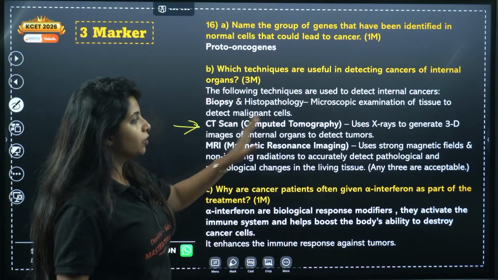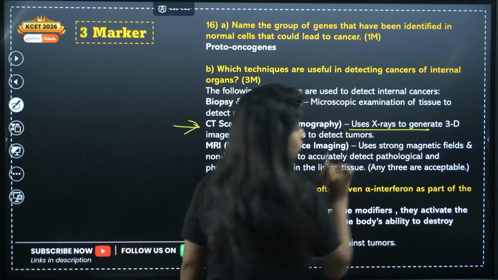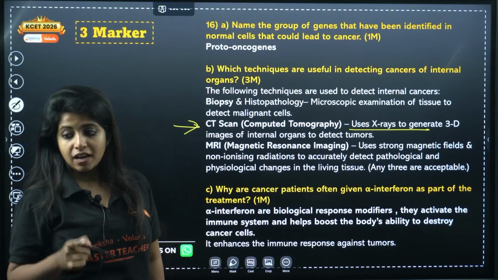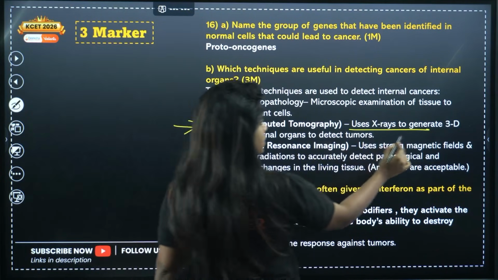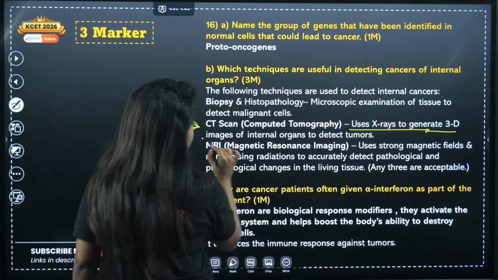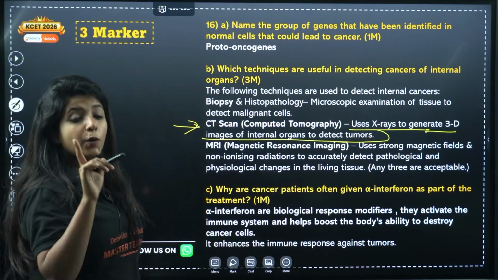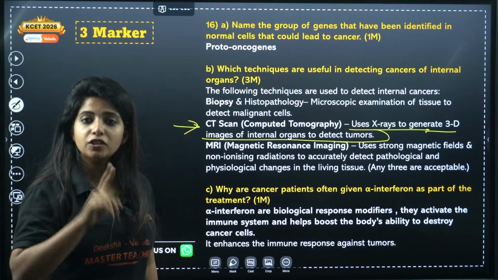So computed tomography uses X-rays. Uses what? X-rays, ionizing radiation, the one that is not healthy for our body. Uses ionizing radiation or X-rays to generate 3D images of internal organs to detect what? Tumors. Now MRI is there, magnetic resonance imaging.